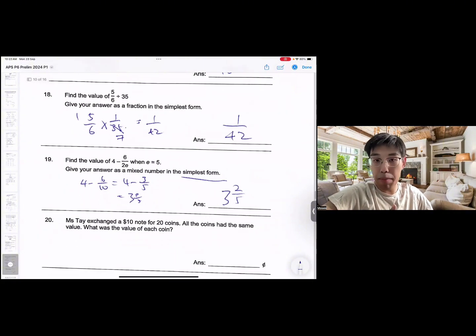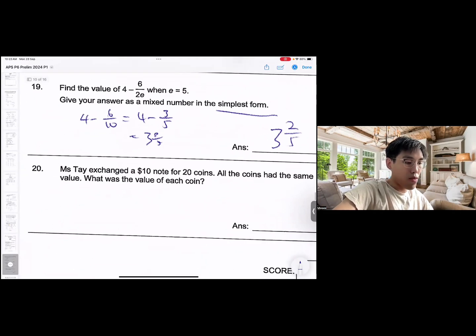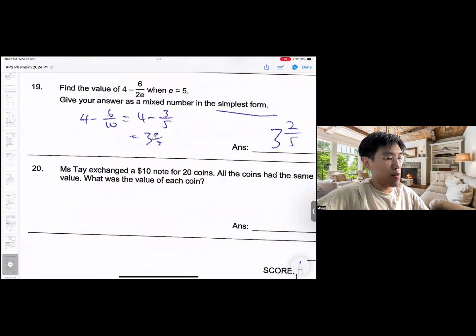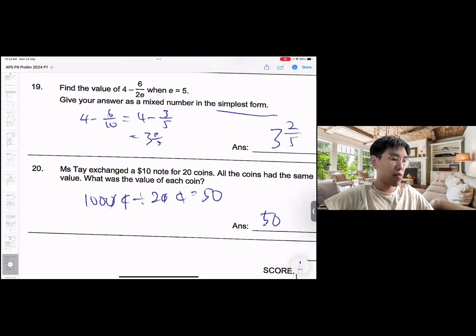Okay, write your numbers big enough. Okay, they exchange your $10 notes for 20-cent coins. All the coins have the same value. What's the value of each coin? So it's 1,000 cents divided by 20 cents. This is the most straightforward way to look at it. 50, sorry. So equals to 50.